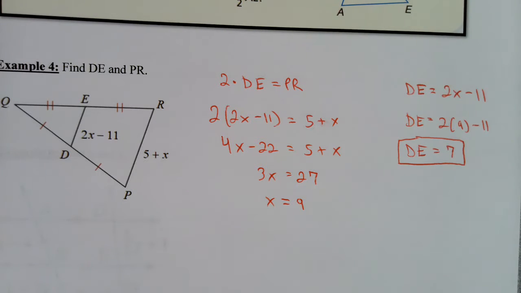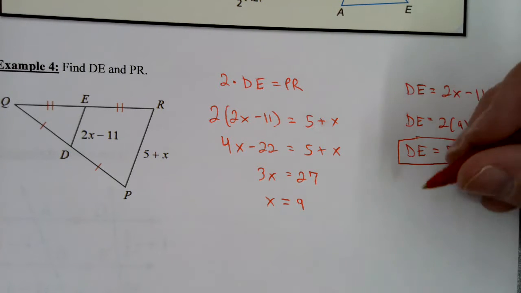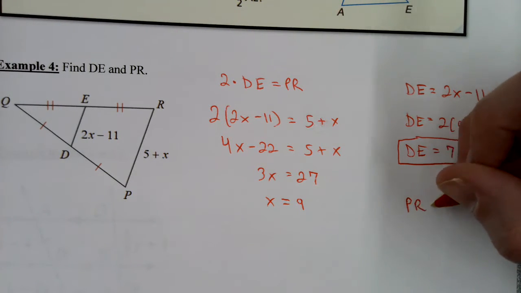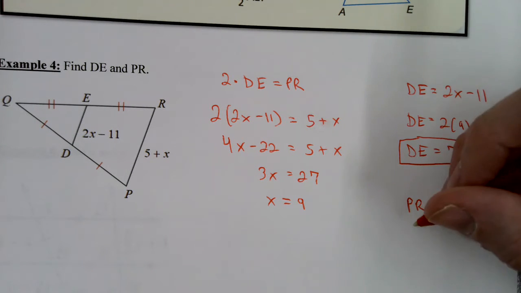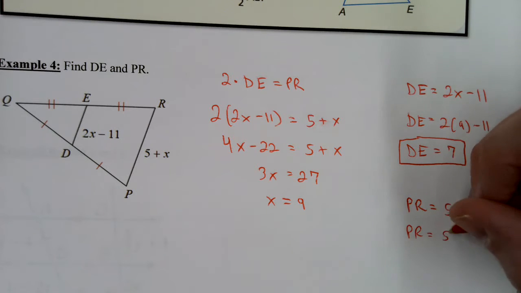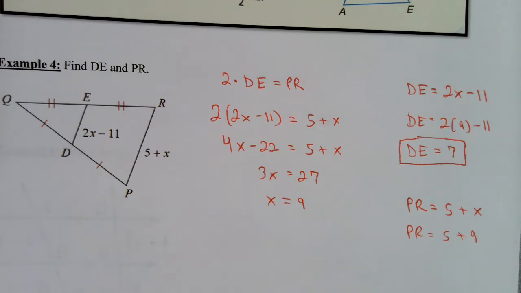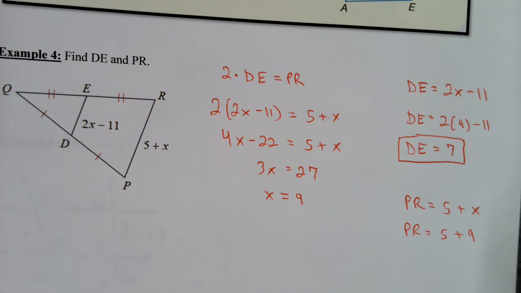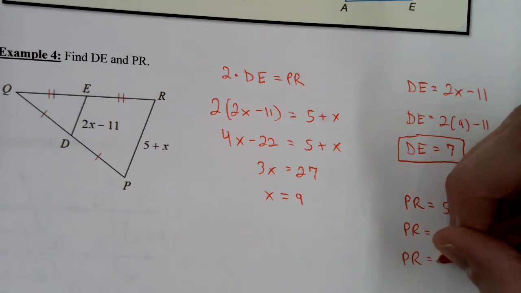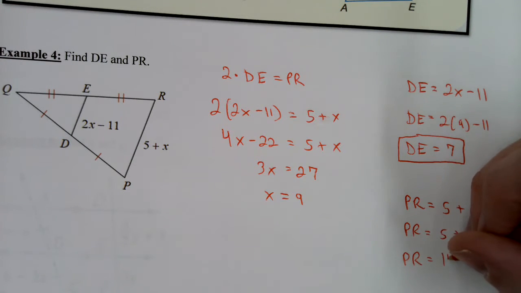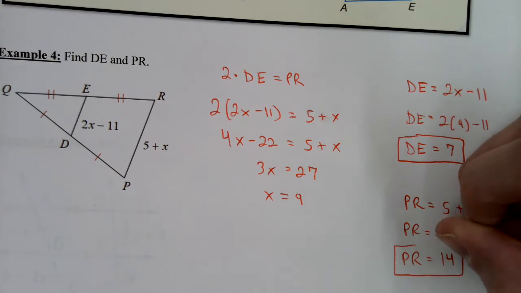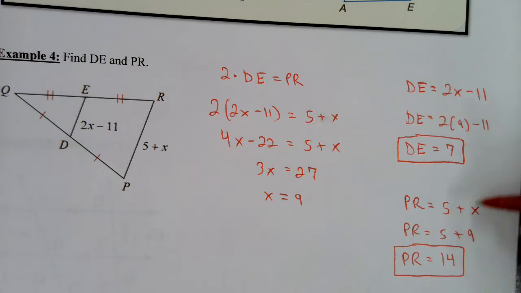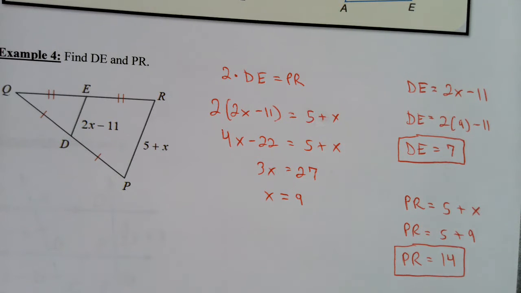PR has to be double that. Well, let's just double check to make sure we did it right. Because PR equals 5 plus x. So 5 plus 9 gives you 14. So I know I did it right by double checking. What are the odds of making a mistake and getting an answer that actually makes sense? Very small, probably.